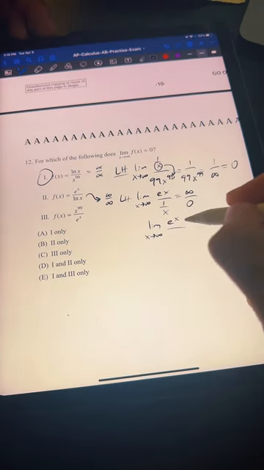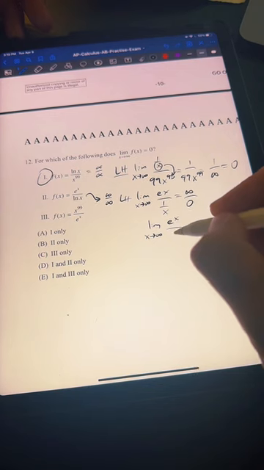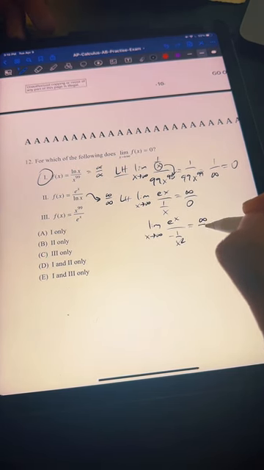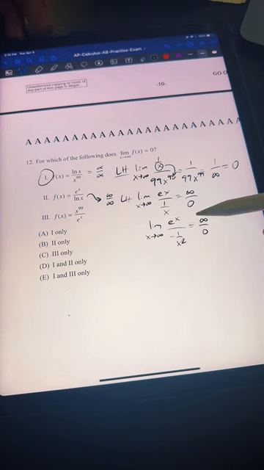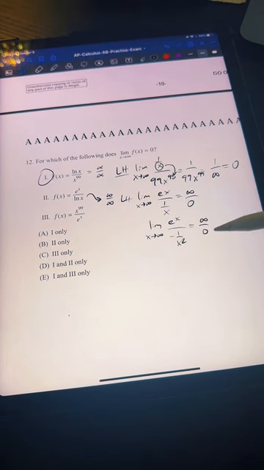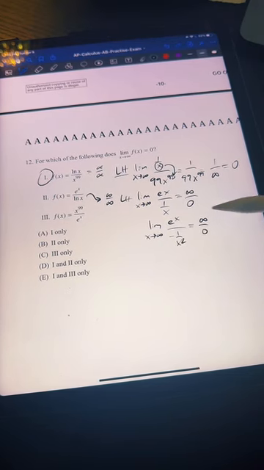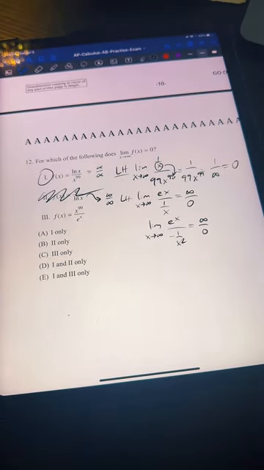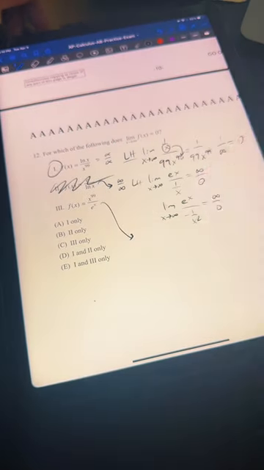The derivative of e to the x is just e to the x. The derivative of 1 over x is negative 1 over x squared. We're still left with infinity over 0. Okay, try that out for yourself. So it doesn't work. If you continue doing this over and over again, you're still going to get infinity over 0. So this limit is not going to approach 0. We can safely say that. Okay, so be gone.